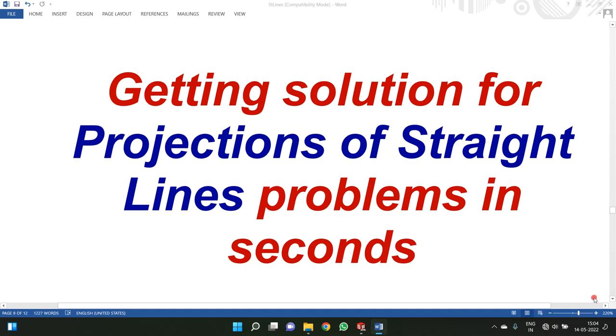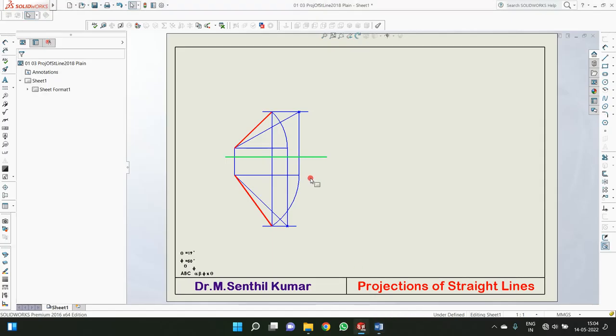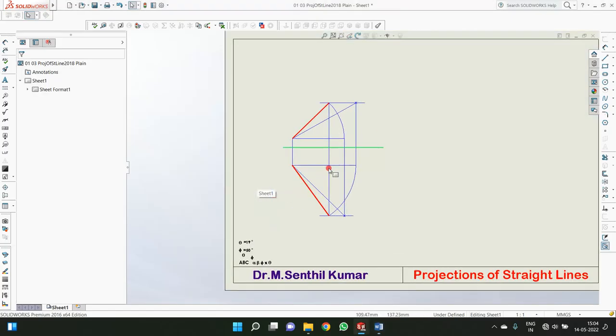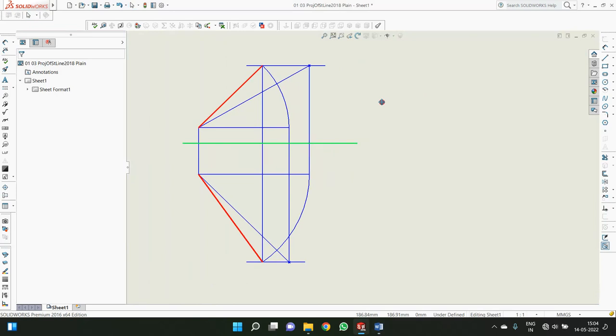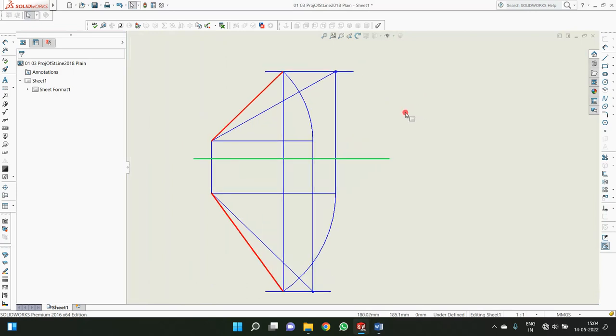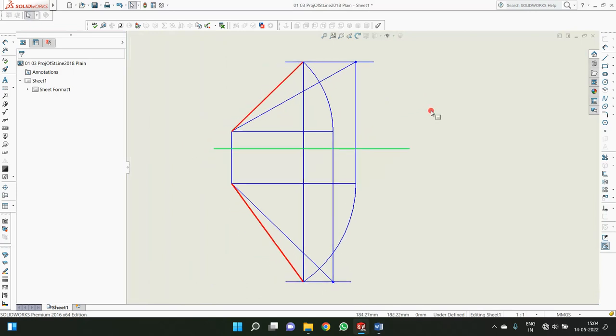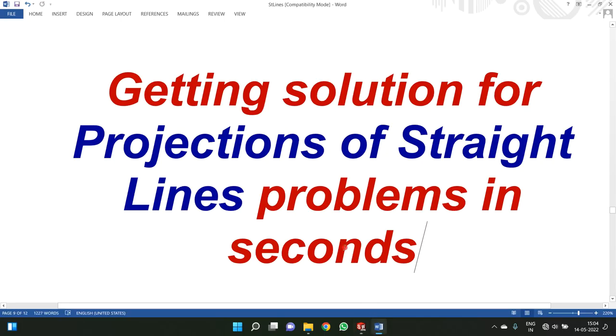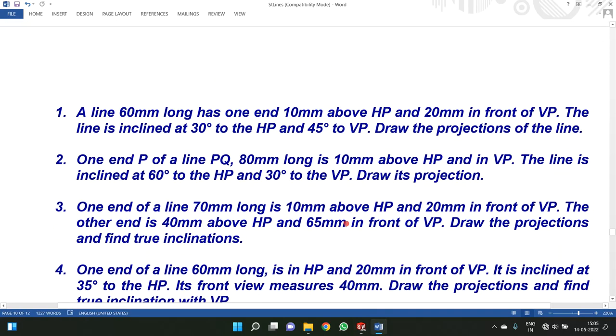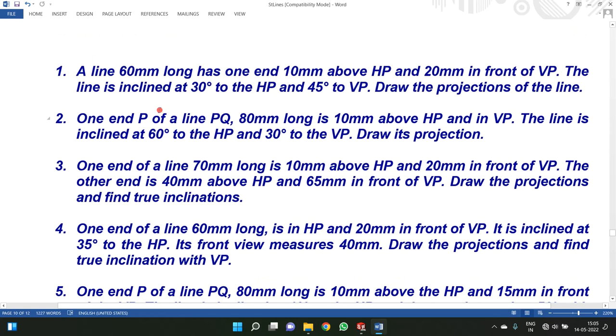For that, I already created and opened a drawing file in SolidWorks. This is the drawing file for the projections of straight line problem created already by me. Now, using this, let us solve at least somewhere between 5 to 8 problems in this session. So, for that, I already typed in some problems. We'll see the first problem. Now, the real count started.